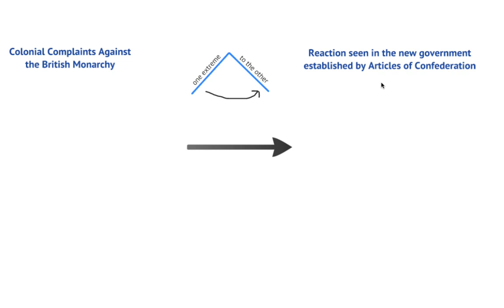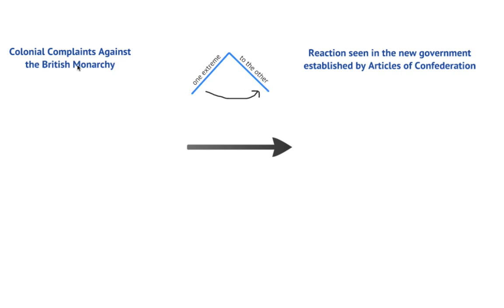So I would draw this, if I were you, this little pendulum here. A pendulum is like a clock, it swings back and forth. So we're going to go from one extreme to the other. This is an analogy that we're going to use again next unit, so I really want you to draw this. Over here, one extreme is going to be the British monarchy, and the other extreme is going to be the AOC. Okay, from one to the other.